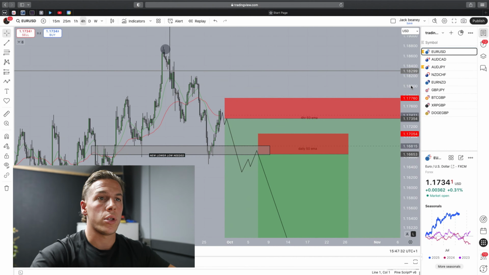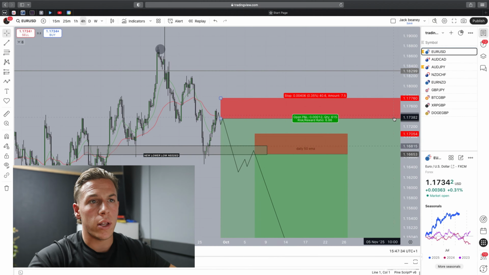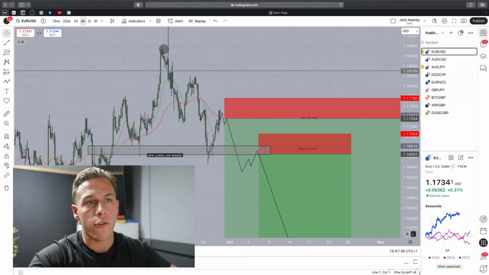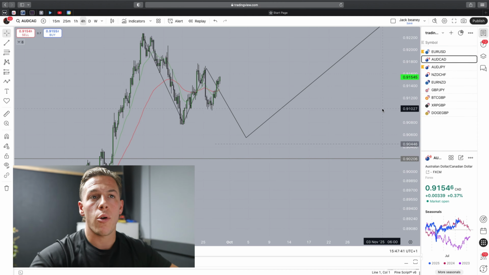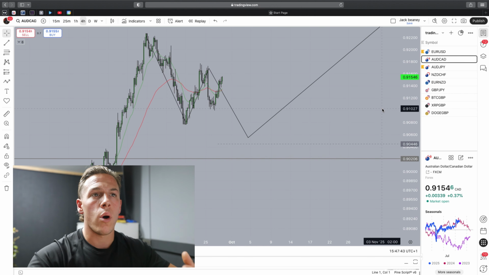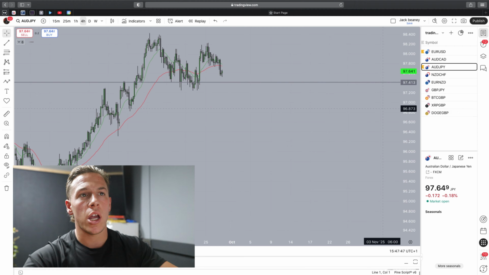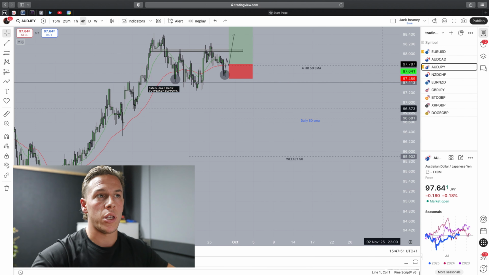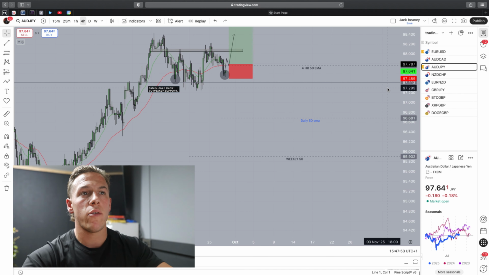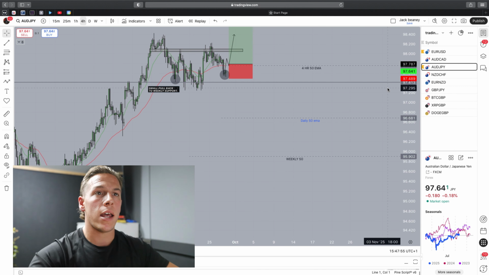So starting with EUR/USD, you can clearly see here price is currently sitting at 1.1735. Well, if we go to AUD/CAD, that is going to change. Price is now at 0.9154, so we're missing a decimal place in the front. Then we go to AUD/JPY, and JPY pairs are completely different across all different currency pairs. So now we have 97.64, and again so on and so on.